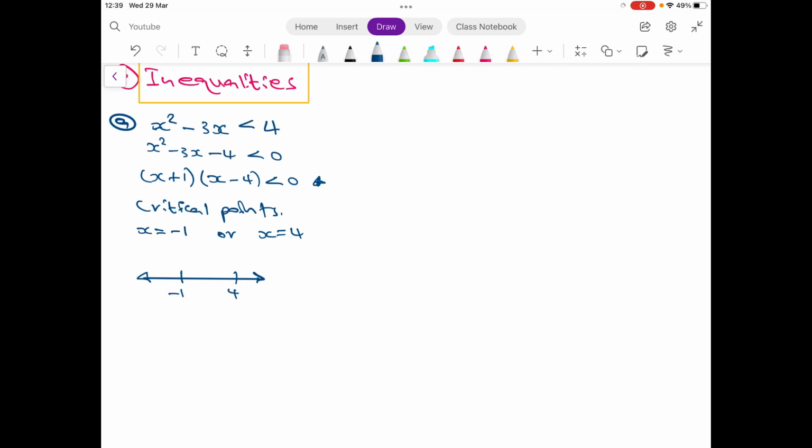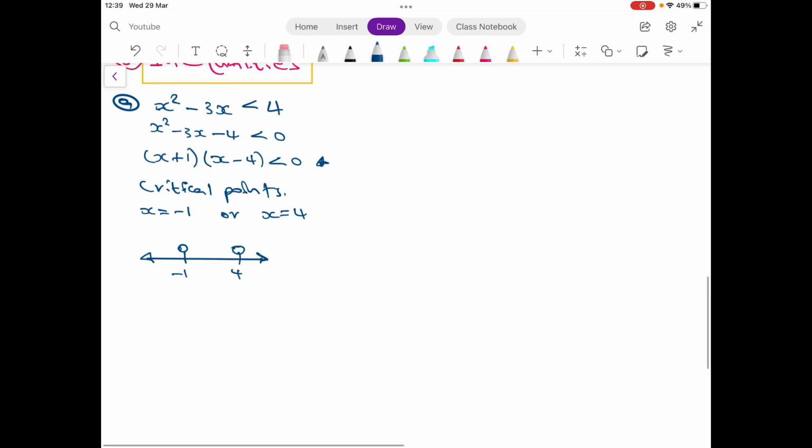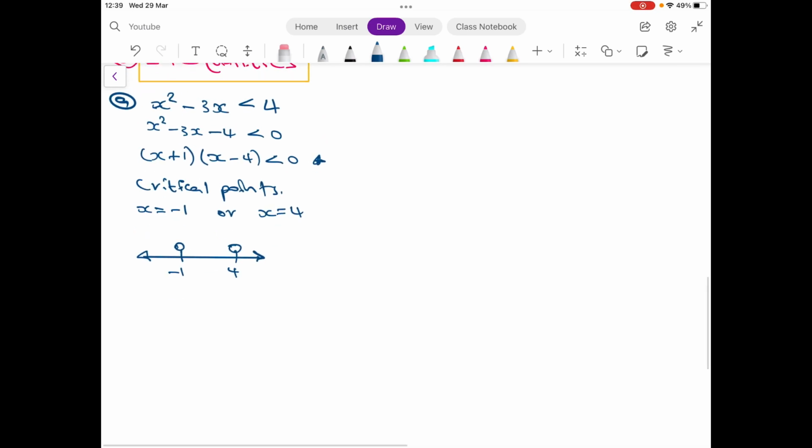On the number line, you are aware that the negative or smaller values will be on the left-hand side of the bigger values. So that's exactly what you do. Then put those small circles in there. You don't shade these circles if the inequality sign is just less than or greater than. But if it's less than or equal to, or greater than or equal to, that's when you shade them. In this case, we don't shade them.